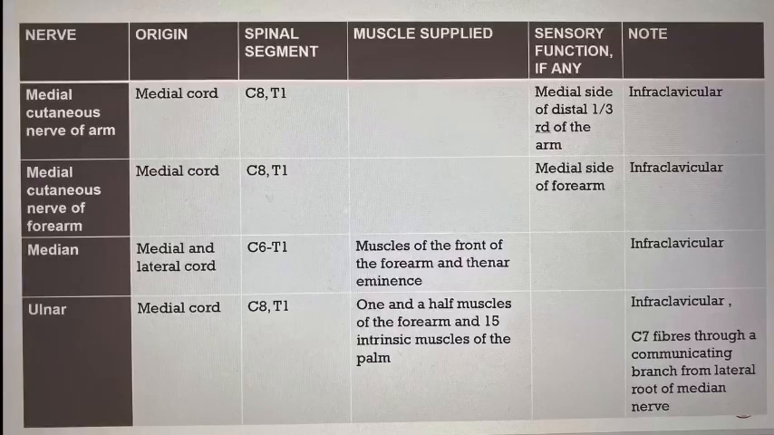Ulnar nerve. The ulnar nerve arises from the medial cord, spinal origin being C8 and T1. It supplies 1.5 muscles of the forearm and 15 intrinsic muscles of the palm. It receives C7 fibers through a communicating branch from the lateral root of the median nerve.